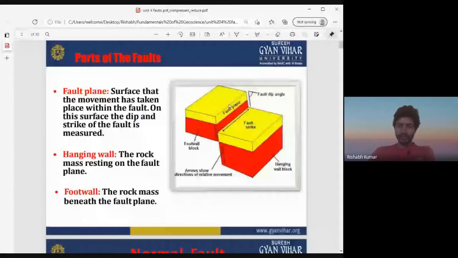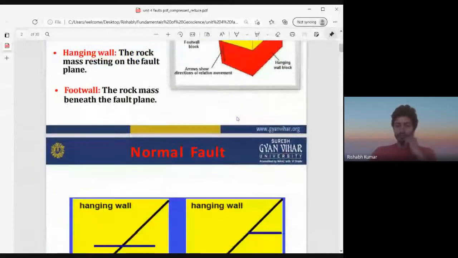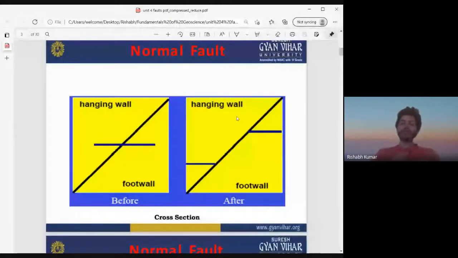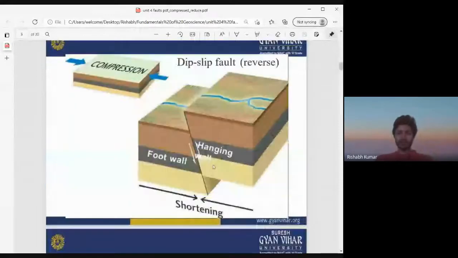In the same direction, the movement of your blocks is also happening in the direction of your dip, right? So this is dip slip because your block slipped along the direction of your dip. That is why it is known as a dip slip fault, because this is the direction of your dip, and your block has also slipped in the same direction.